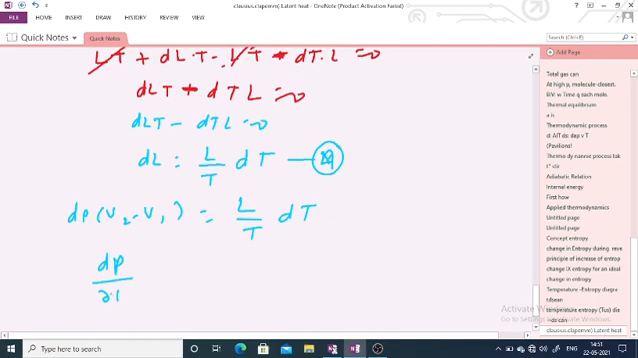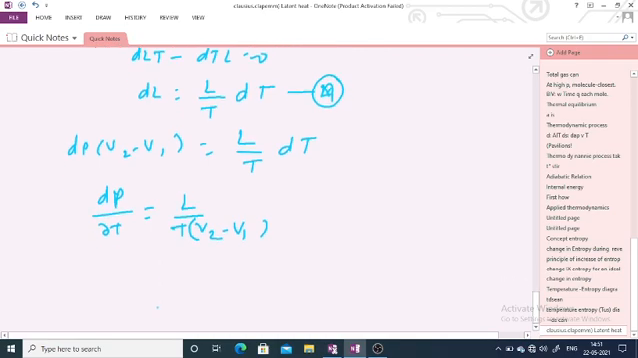upon dT is equal to L upon T divided by V2 minus V1. And this is your last equation, the Clapeyron first latent heat equation.